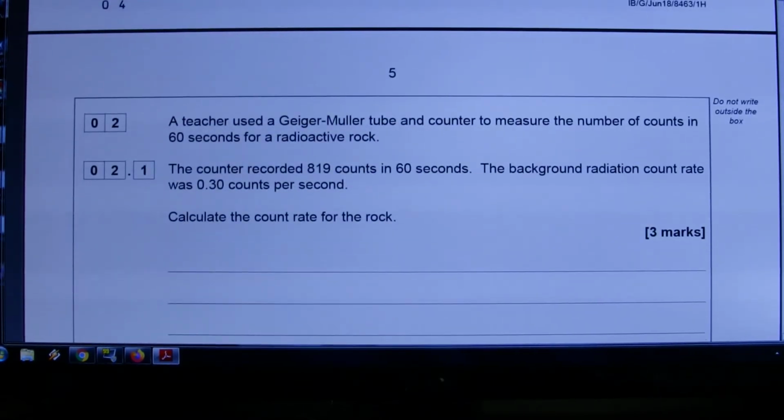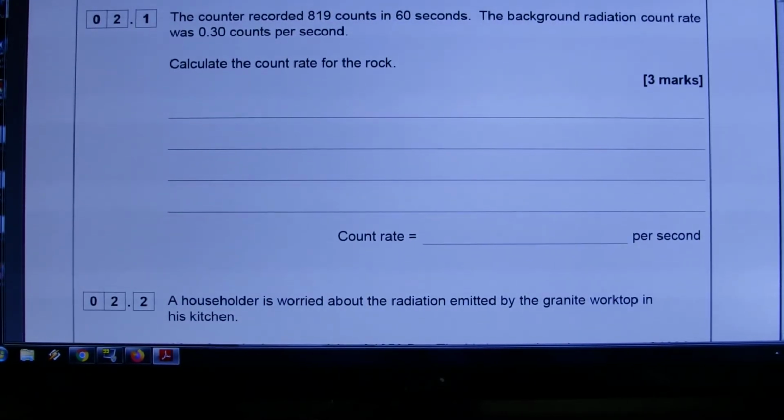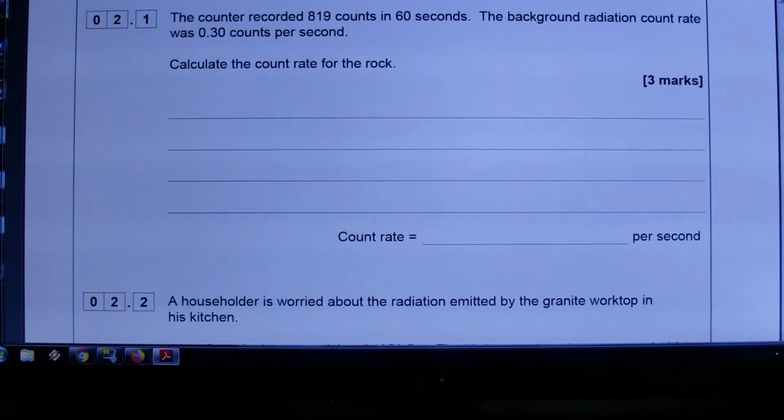A teacher uses a Geiger-Müller tube, because we don't trust students with Geiger-Müller tubes, they're fragile. And a counter. The counter is quite important to measure the number of counts in 60 seconds for a radioactive rock. The counter recorded 819 counts in 60 seconds. The background radiation count rate was 0.3 counts per second. Calculate the count rate for the rock.